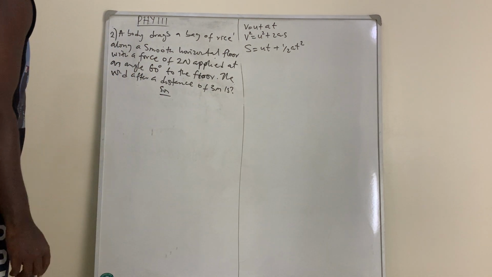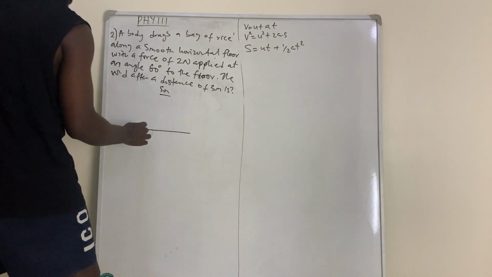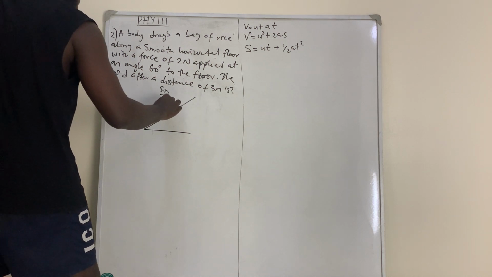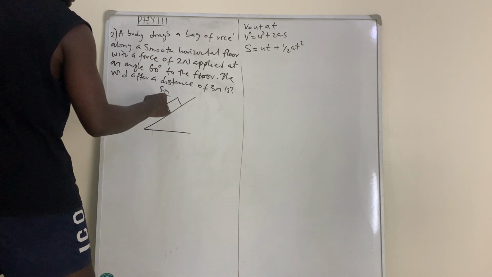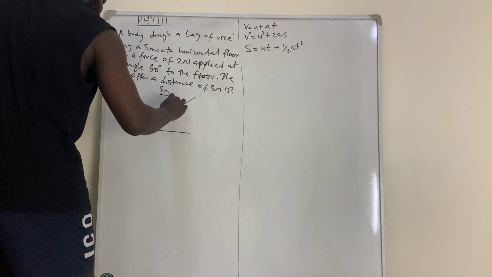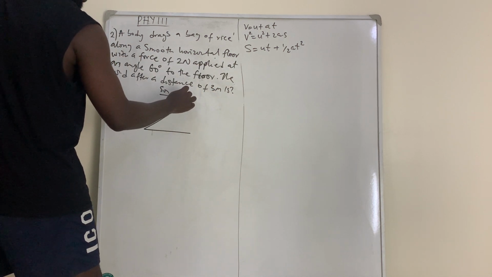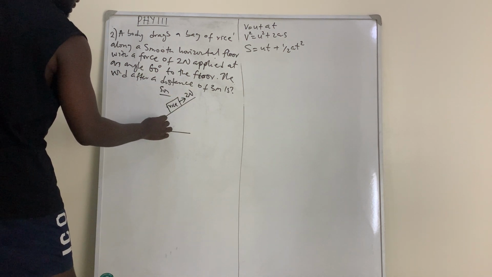Now let us draw it. If we have the drawing, this is a horizontal plane, and I want to drag this thing along this plane. This is the body, the bag of rice, that I want to drag. I'm dragging it this way with a force of 2 Newton, but there's an angle here. The angle is 60 degrees.